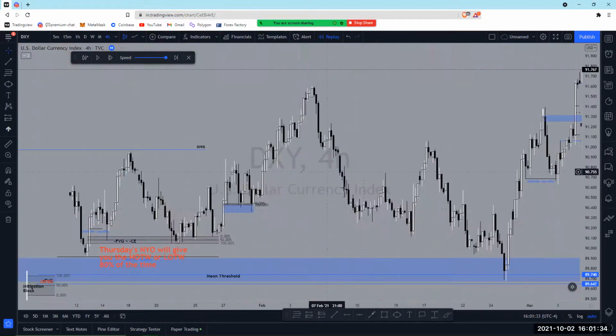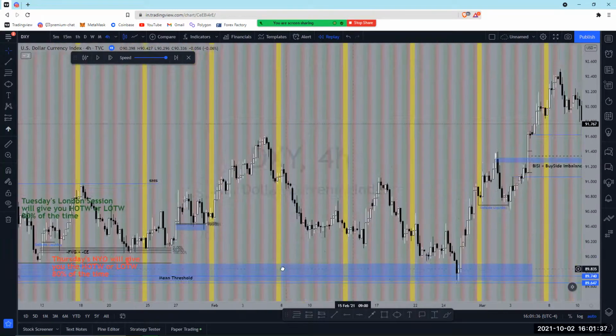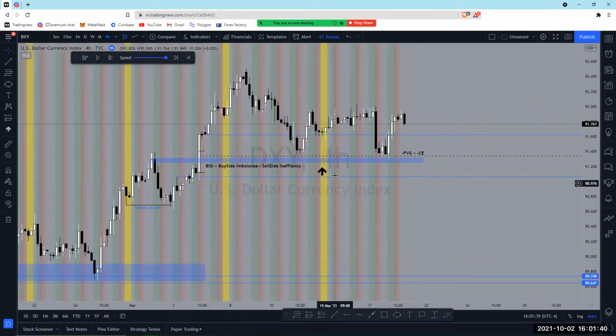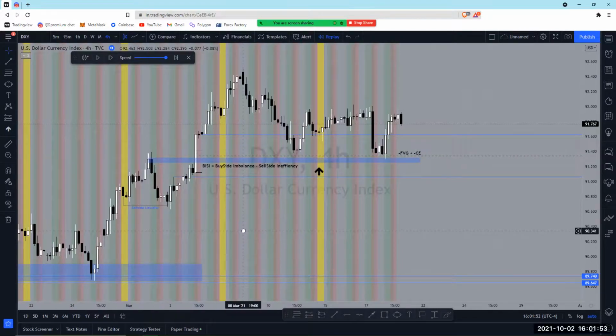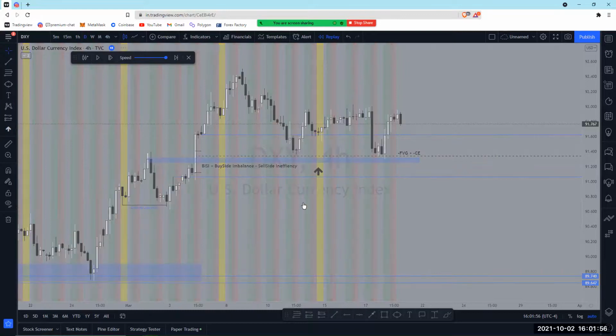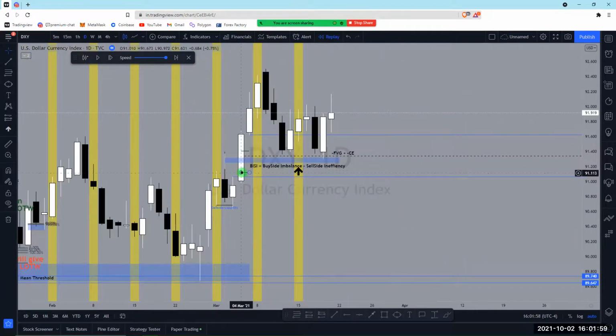All right, so let's have a look at this on the 4-hour, for example. All right. So a breaker here and the imbalance. Did it touch an order block? No. Okay, so let's have a look at it on the daily. Fair value gap. 50% of that big imbalance. Boom, buy signal.